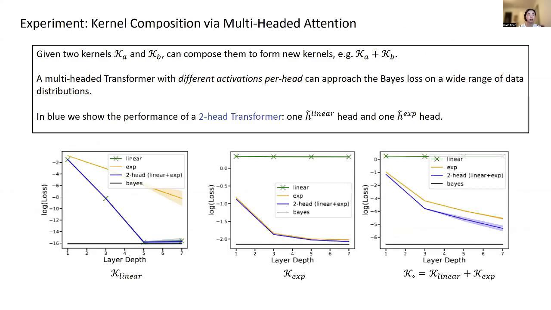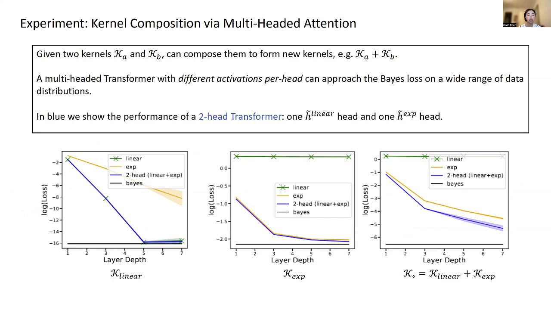On this slide, we show 3 plots. Each plot corresponds to a different choice of data distribution. The leftmost plot has data from K-linear. The middle plot has data from K-EXP. The rightmost plot has data from K-diamond, which is the composition kernel made by summing K-linear and the K-EXP.